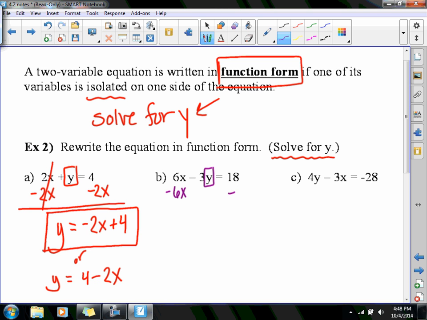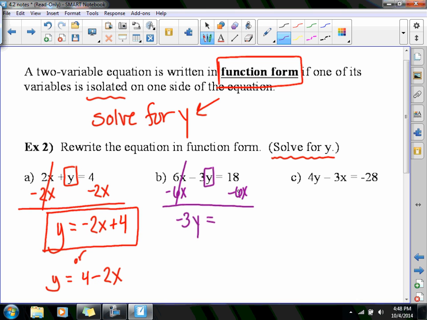So I'm going to subtract the 6x to the other side of the equation. I'm going to move him over to the other side. Now I still have the negative 3 times the y. Don't forget about this minus in front of the 3. Think of it like a minus 3 or a negative 3. He's got to stay in front of the 3. A lot of times students forget that.